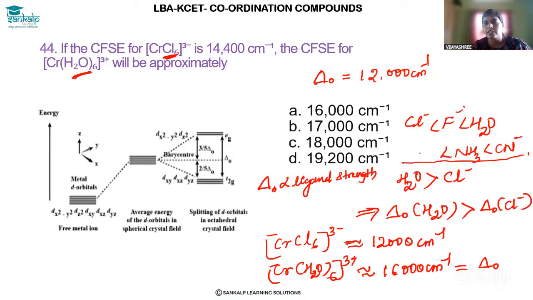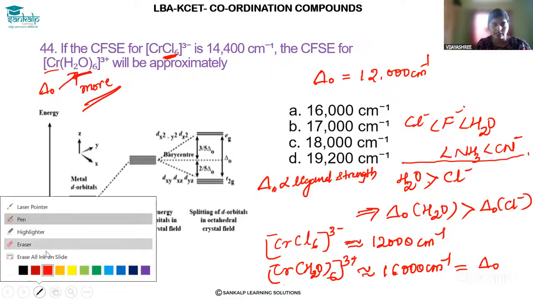The concept here is that water is a stronger ligand than chloro ligand. Therefore, the crystal field splitting energy for water is greater than that for chloro ligand. So delta naught is more for this complex, Cr(H2O)6 3+. The experimental value is approximately 16,000 per centimeter.